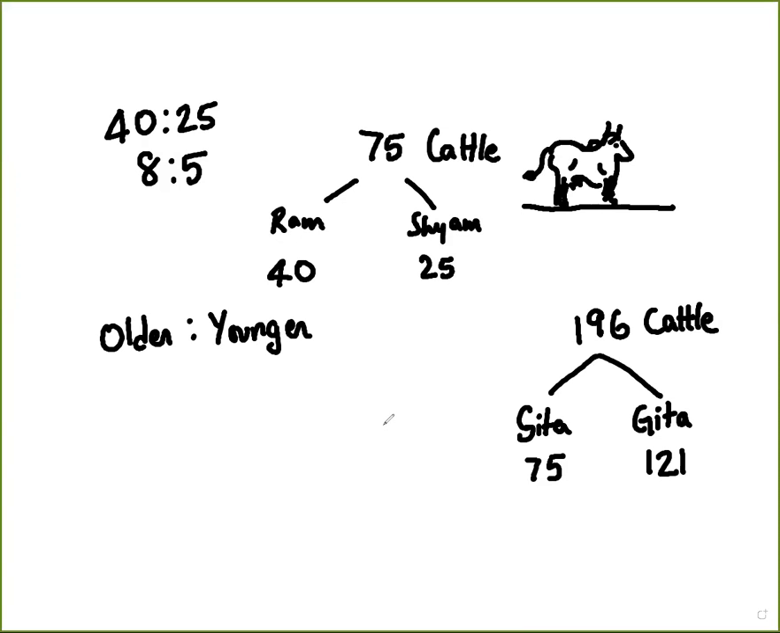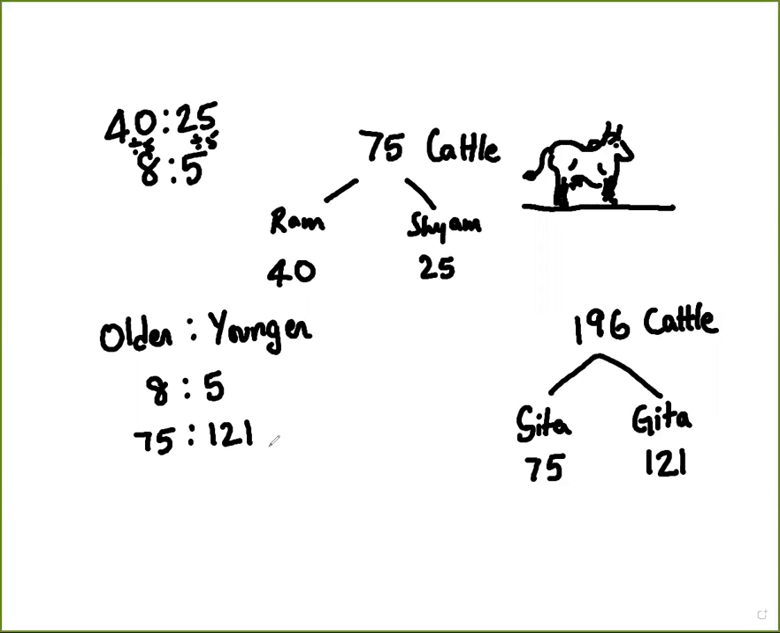So in that sense, the ratio 40 is to 25 can be reduced to 8 is to 5 because both of these are divisible by 5. So you divide this by 5 and you divide this also by 5 and you get 8 is to 5. So the older is to younger comparison is 8 is to 5 in the case of the first farmer, the 75 cattle farmer, and it is 75 is to 121 in the case of the second farmer.